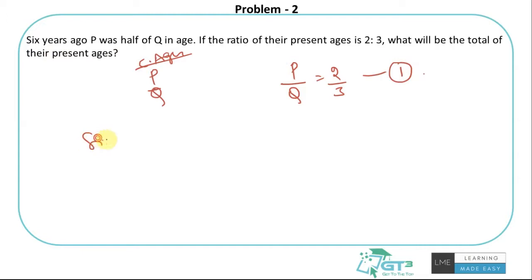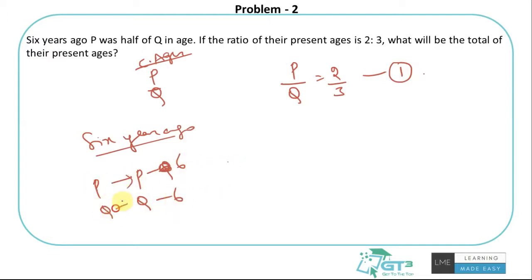6 years ago, what would have been their ages? P minus 6, Q minus 6. 6 years ago, ages of P and Q would have been P minus 6 and Q minus 6. So P was half the age of Q. Right, this is how the equation would look. So P minus 6 is equal to half into Q minus 6. Now I have two equations, two variables P and Q. I just need to find them and add P plus Q.